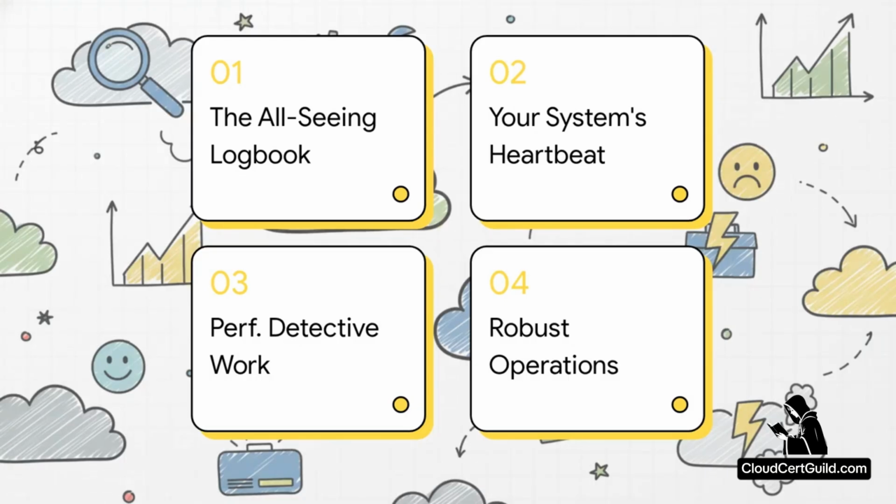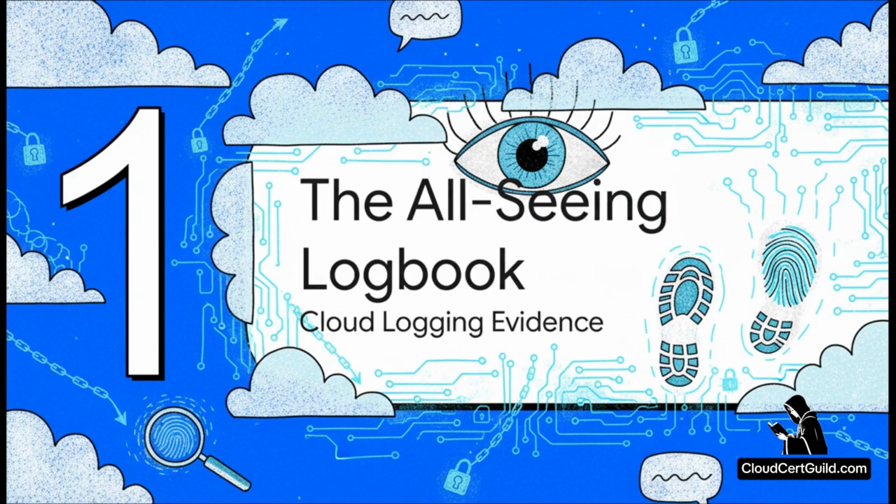First, we're going to gather all the evidence with logging. Then we'll check the system's live vitals with monitoring. After that, we bring in the specialists for some real performance detective work. And finally, we'll put it all together to build our case for a truly robust operation. Let's get to it. Every single good investigation starts with the evidence.